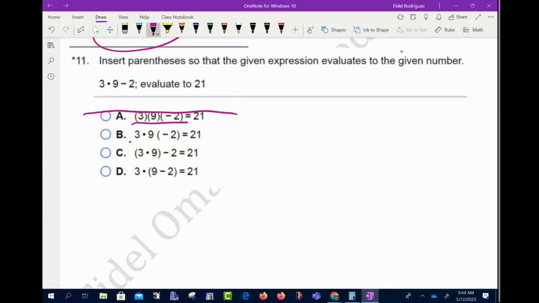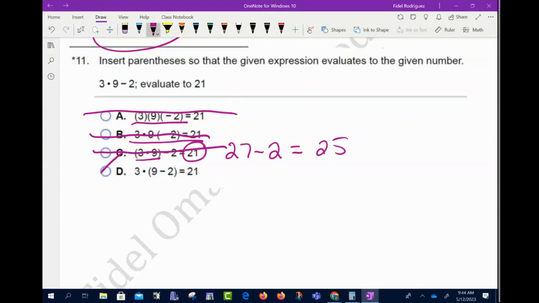Is there any difference in choice A and in choice B? No, it's still being multiplied, right? 3 times 9 times negative 2. Well, if it wasn't my answer in choice A, I know it's not going to be my answer in choice B. Let's look at this one. We would have to multiply first. What's 3 times 9? 27. What's 27 minus 2? 25. But that's not what I want to get. I want to get 21. So that's not my choice. What does my choice have to be then? Has to be D.